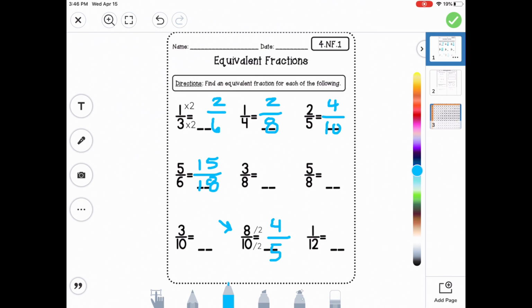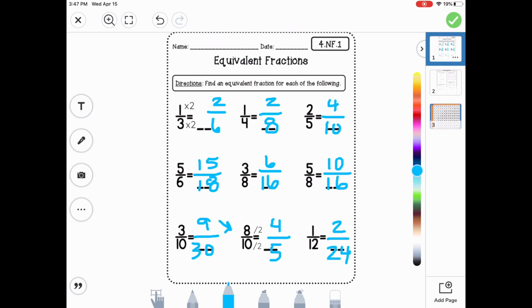For 3/8, if I multiplied the top and bottom by 2, I would have gotten 6/16. For 5/8, if I multiplied the top and bottom by 2, I would have gotten 10/16. For 3/10, I think I want to multiply by 3, so I'd get 9/30. And last but not least, for 1/12, if I multiplied my top and bottom by 2, I would get 2/24.